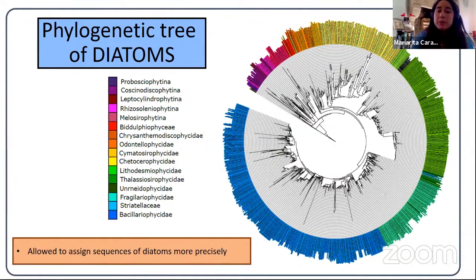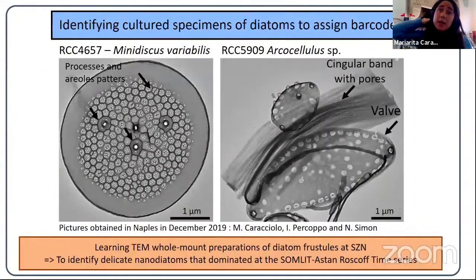But the most important thing that we reached, thanks to our colleagues from Naples at the Anton Dohrn station, was to learn those techniques that are needed to concentrate the diatoms through stools.